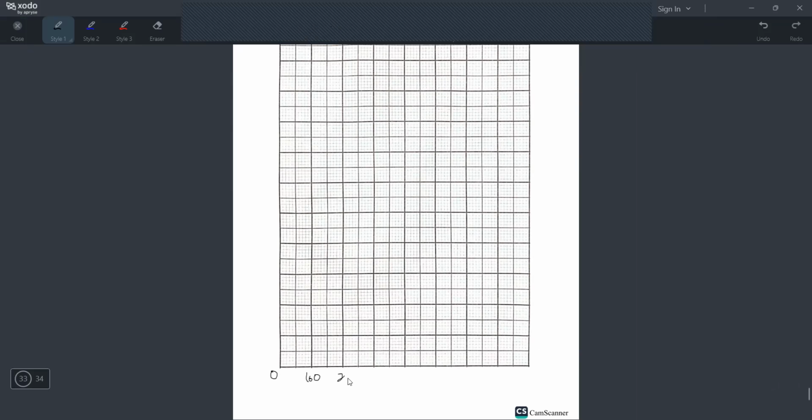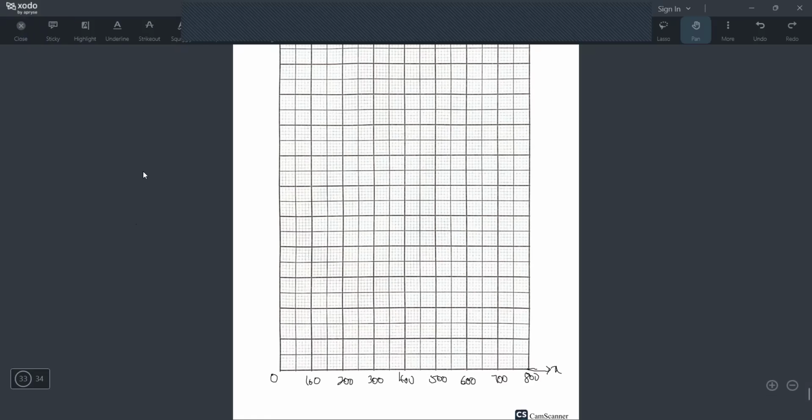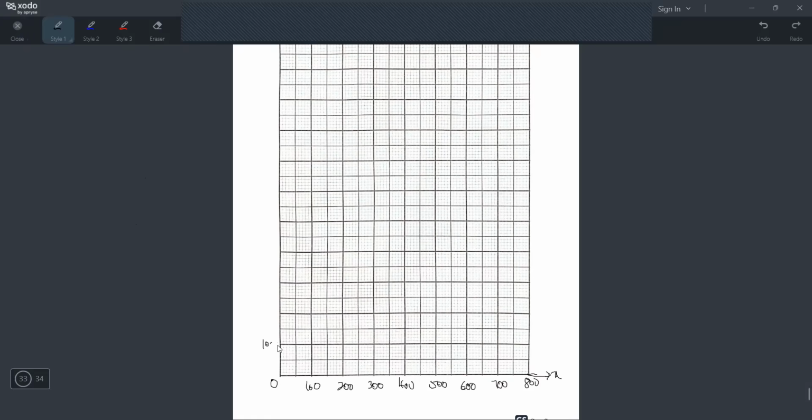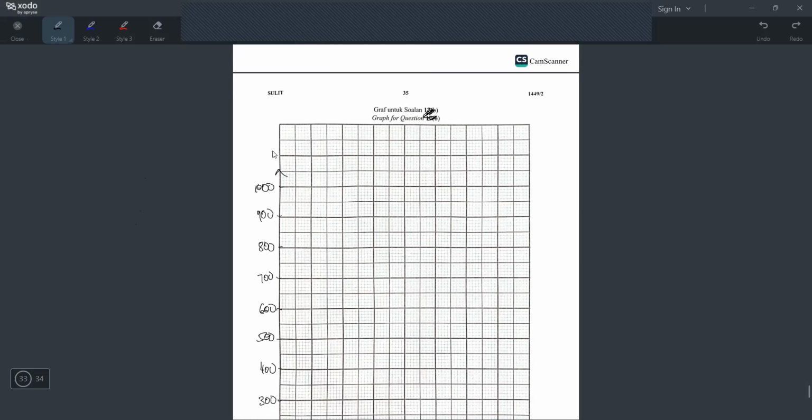So 100, 200, 300, 400, 500, 600, 700, 800. So make sure you memorise this. For linear programming, we always use 8 boxes on the x-axis and then 10 boxes on the y-axis. So here you will go until 1000. So 100 is here, and then 200, 300, 400, 500, 600, 700, 800, 900, and then 1000. And then don't forget to write y-axis here. So this is my y, right?